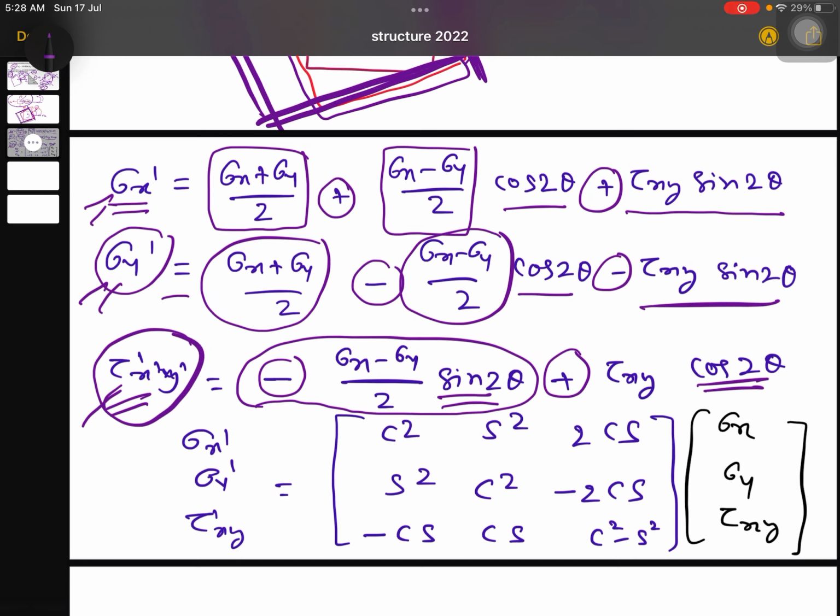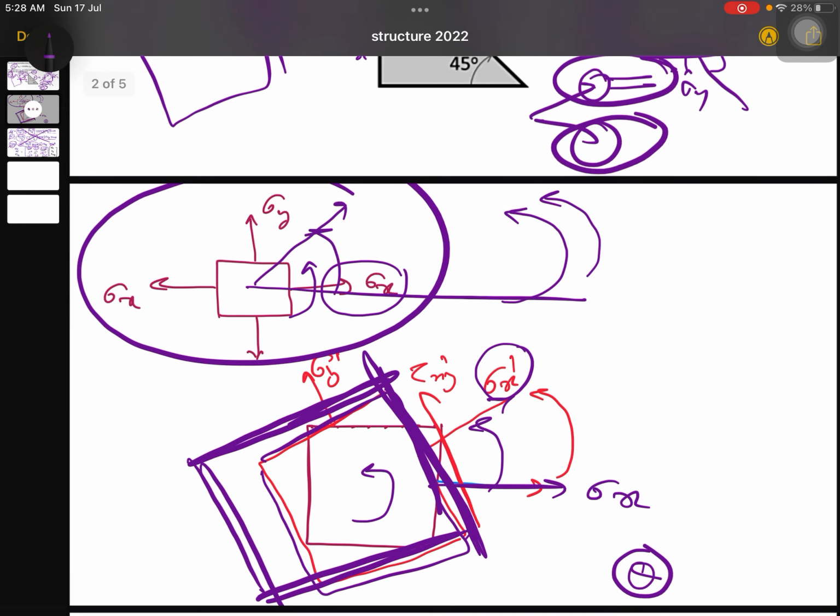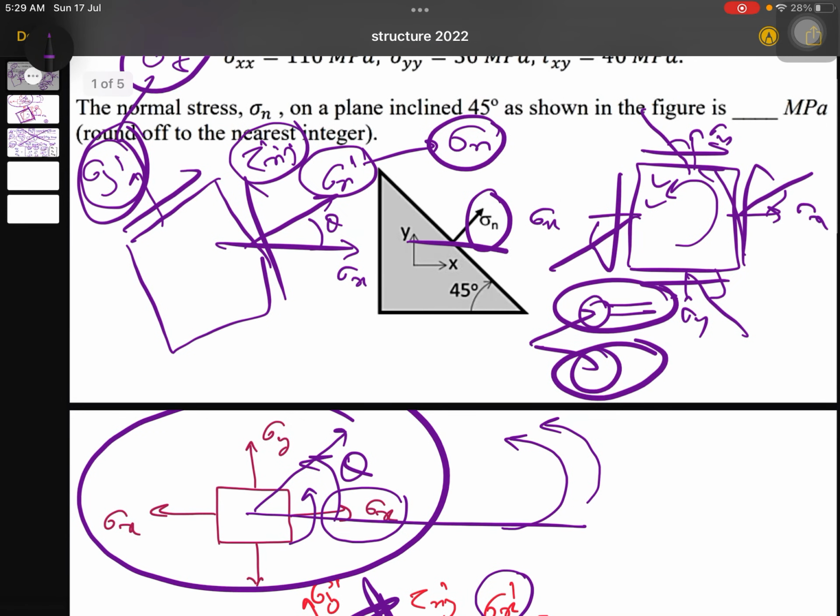Now the next formula is in terms of a matrix. The matrix has c square, s square, 2cs; s square, c square, minus 2cs; minus cs, cs, c square minus s square. Actually c square means cos square theta, s square means sine square theta, 2cs means 2 into cos theta into sine theta. What is your theta? In all these formulas your theta is this theta, like this.